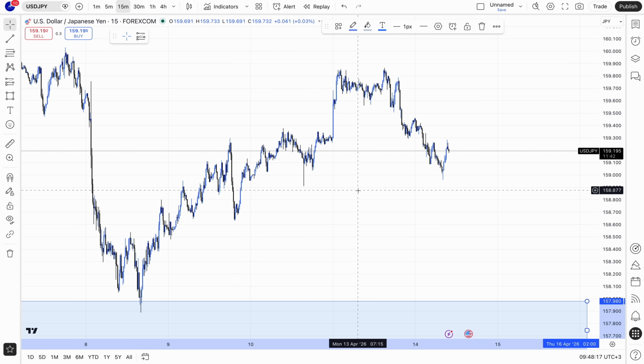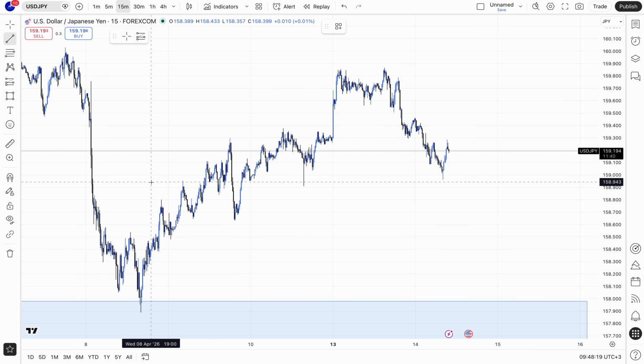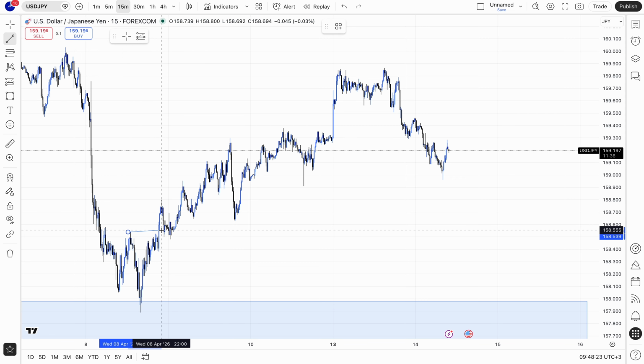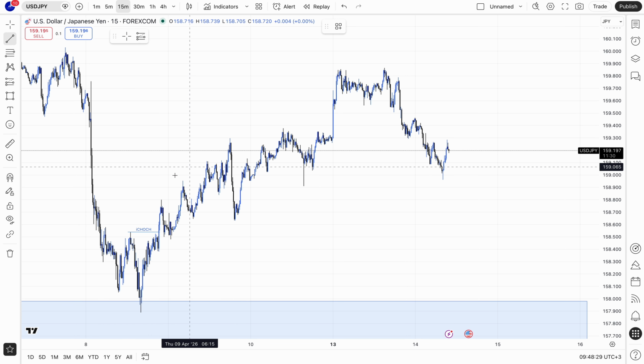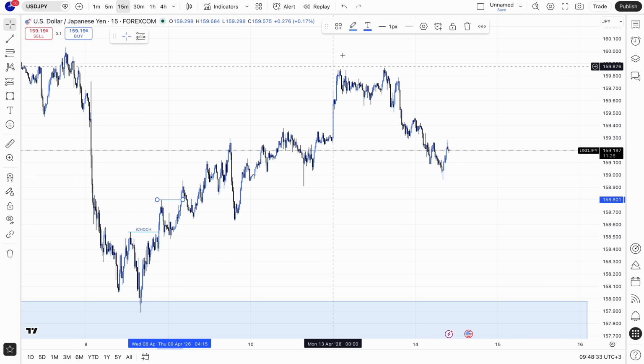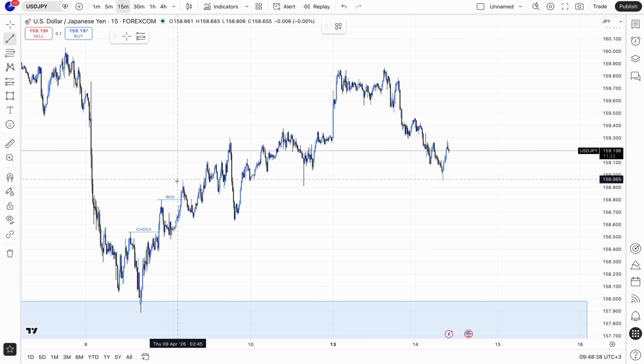Then you have to move to 15 minutes for our internal market structure. We have our break of structure from here, change of character. You can mark it out. Change of character to the upside, internal market structure. Then you had our break of structure to the upside, internal market structure still. Then you had a continuation.